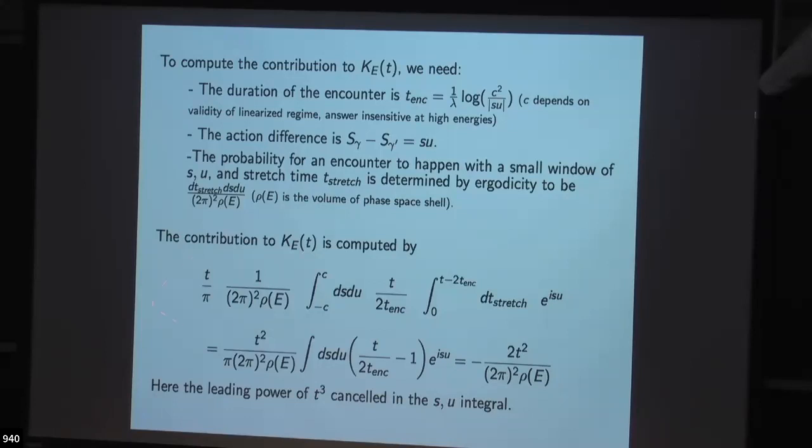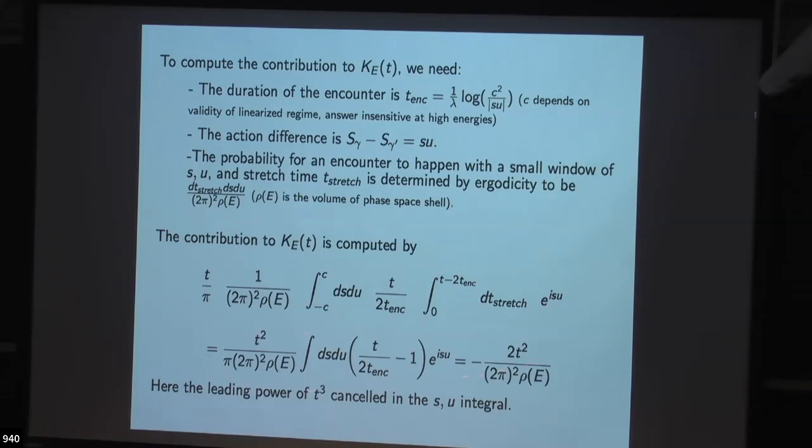If we put this all together, there's a big nasty formula, but the pieces are relatively simple. There's the relative time translations between the two orbits. There's the volume of phase space suppression for the probability that the encounter happens. There are integrals over s and u. There's the T over 2T encounter places where the encounter can happen along the orbit for fixed s and u. There's an integral over the length of the stretch, whose maximum length is T minus 2T encounter. And there's this action weighting.